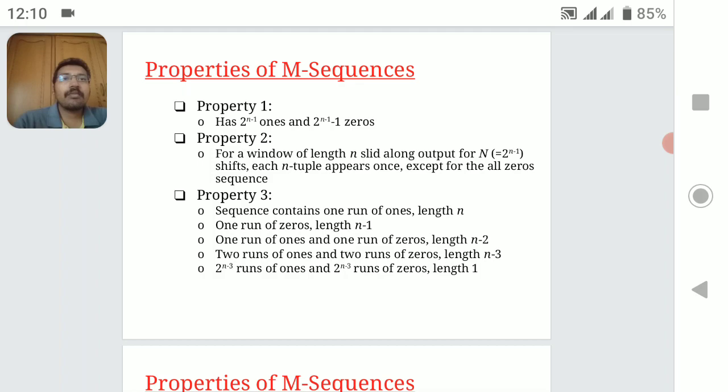Okay, next one is property 2. For a window of length n slid along the output for n shifts, each n-tuple appears once except for the all-zero sequence, which satisfies the second property.